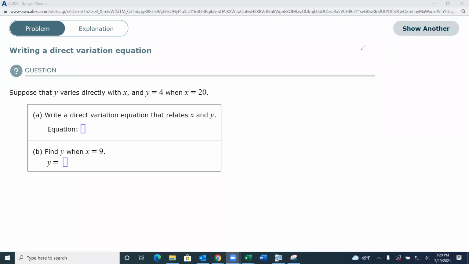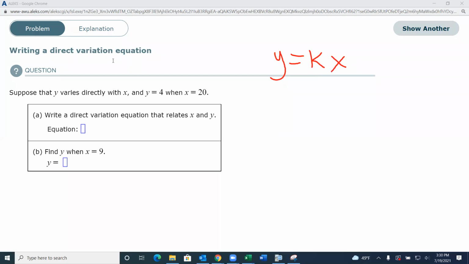Alrighty, so in this section, we're going to talk about variation, okay? And there's more than one kind. Direct variation is the most basic kind. So when you see direct variation, or one variable varies directly with or as the other one, then you know you're going to be working with the basic equation y equals kx, where k is what is called the constant of variation.